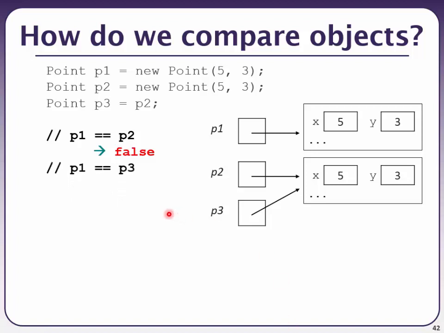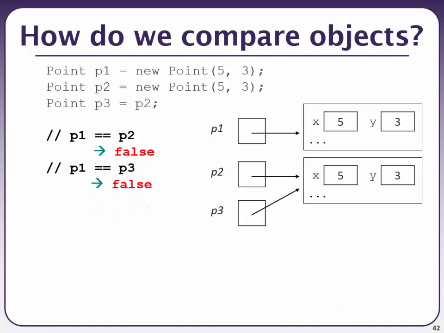Second example, let's say that we take p1 and we compare it using the == operator with p3. The same logic is used by Java by default. I look up the reference here, this is a value. I look up the reference here, this is a value. Those two references, p1 and p3, are different. Therefore, the outcome of the comparison is false.